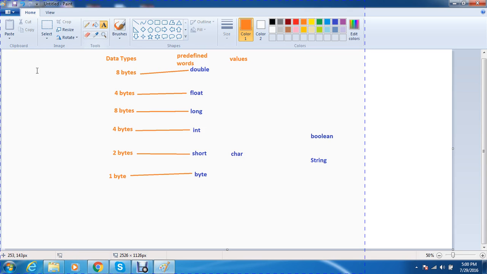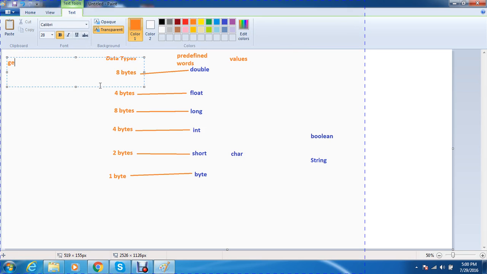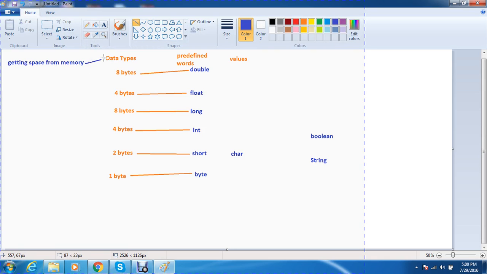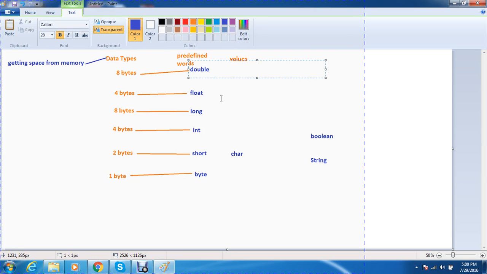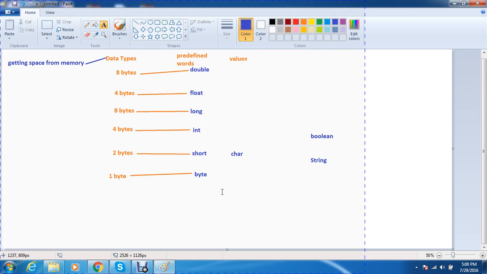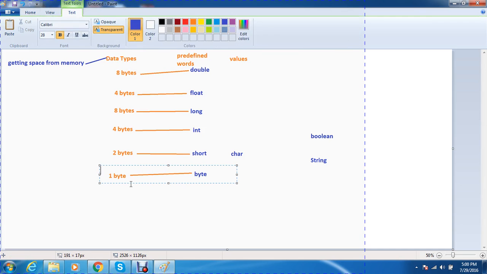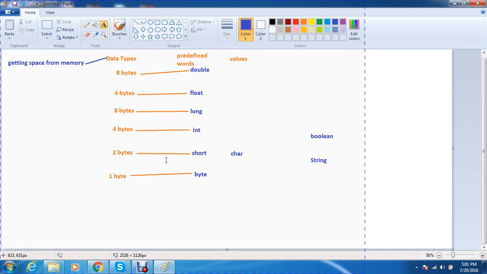Please make sure you know what a data type is. Data type means getting space from memory. Getting space from memory is called a data type, which is strictly memory allocation. Yes or no? Yes. Now all these predefined words we are discussing in terms of data type. Byte gets 1 byte of space, short gets 2 bytes, int gets 4 bytes, long gets 8 bytes, float gets 4 bytes, and double gets 8 bytes of space from memory.